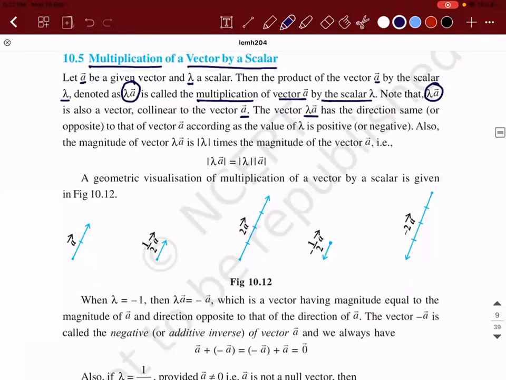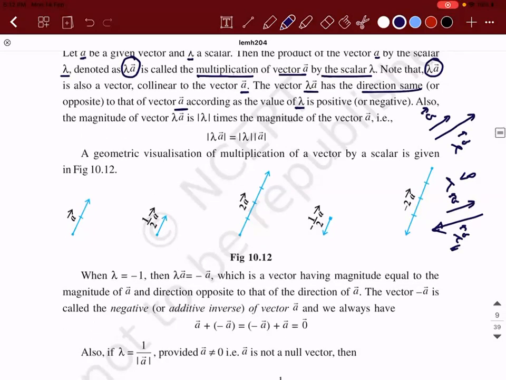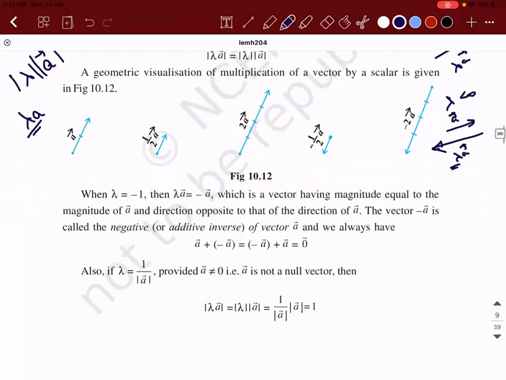Then lambda times A vector has a direction the same as or opposite to that of A vector according to the value of lambda. So if the value of lambda is positive, then A vector and lambda times A vector will have the same direction. If lambda is negative, then they will be in opposite directions. Suppose you want to find the magnitude of vector lambda A, then it becomes magnitude of lambda times magnitude of A bar, which is lambda into A. Is that clear, guys? Yes, sir.